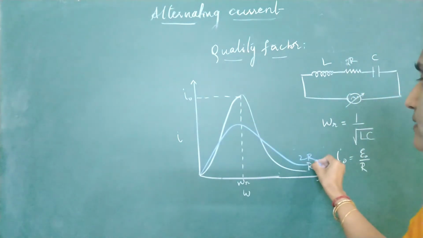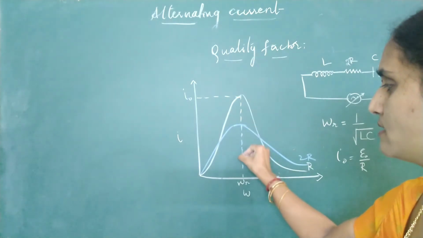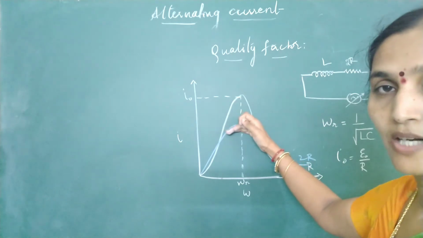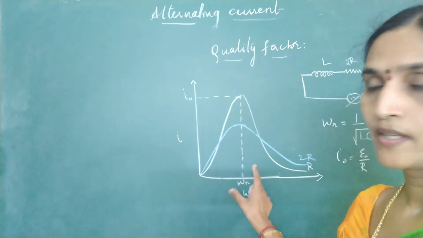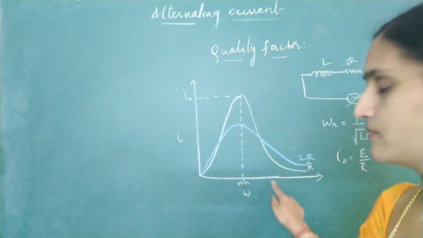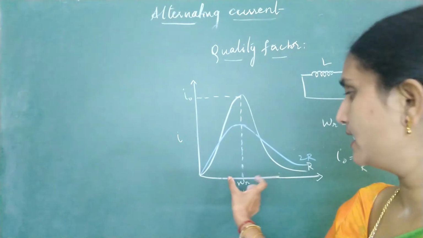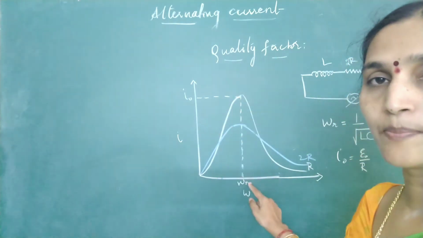This is for 2R. There is no change in resonating frequency; it remains as it is. But look at the peak. The peak has come down, and the graph has become broader, not sharper. Sharpness of resonance means having a high peak and less bandwidth. The two lines will come closer with a very sharp peak.